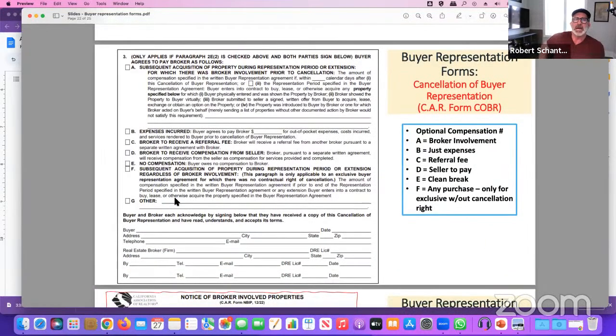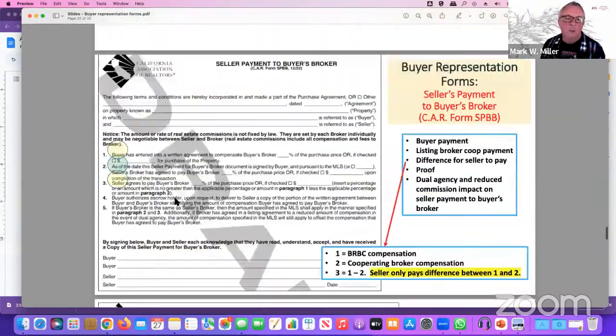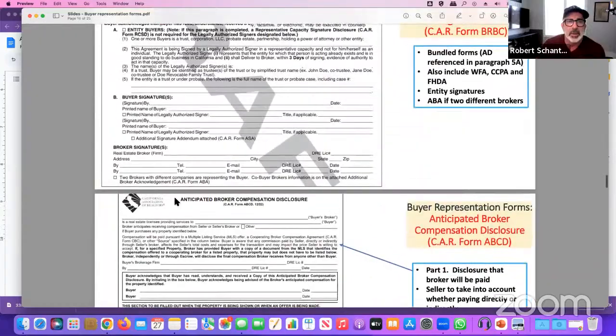And then this section addresses maybe some, what's the top part, Mark? 3A? 3A. Yeah. Only applies if paragraph 2E2 is checked above and both parties sign below. So could you scroll up to 2E2, please? Oh, I think you went too far.